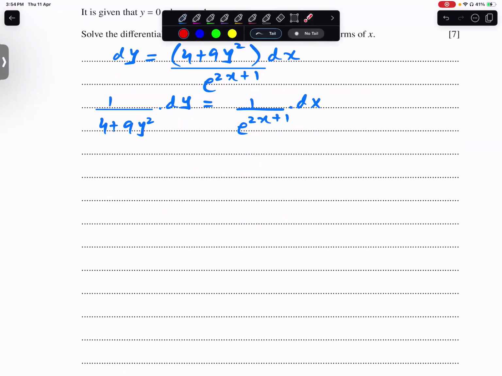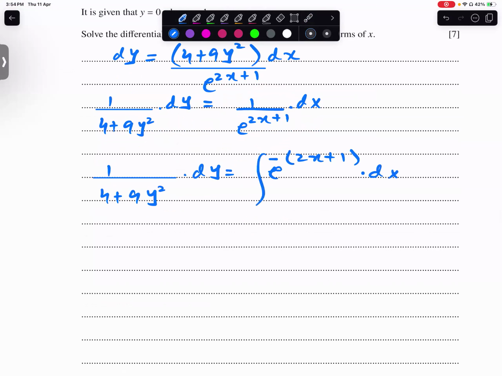Students sometimes get confused about how to integrate the right side. This is very easy, but you have to think about it. Student, write the right side of the above equation as e raised to power negative (2x plus 1). Bring the power in the numerator. And now apply the integration. Now it is very easy to integrate the exponential function.